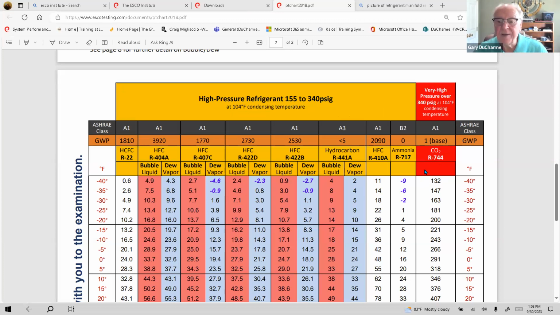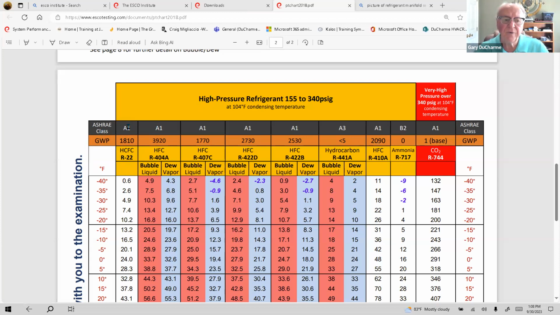What would be the name of a very high pressure refrigerant? And here you can see it's R744, carbon dioxide. It's the only very high pressure refrigerant. Also, information about the GWP, which is the global warming potential of any of these refrigerants, what it's rated at is available for you. The class of refrigerant, for example, R22 here is a high pressure refrigerant. It has a GWP of 1810, and it is an A1 refrigerant.